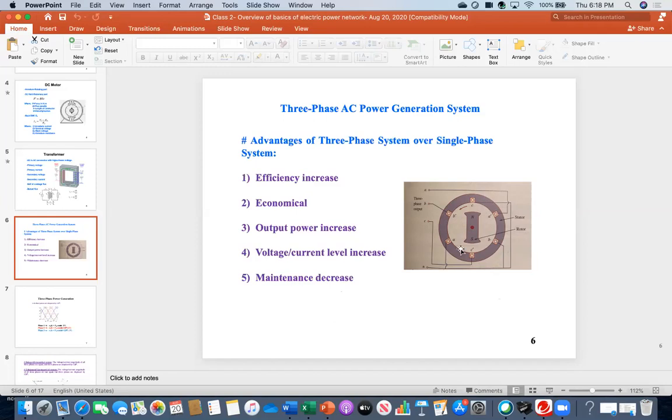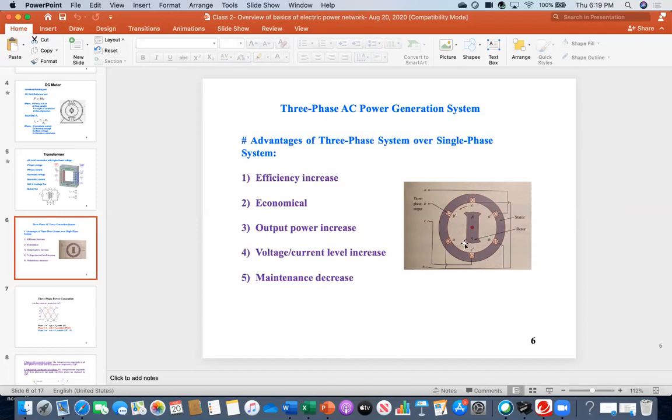Now, how does the efficiency increase? Because your input is the same, this body is rotating. This magnetic field is rotating with the help of the prime mover, whether it is nuclear, coal, gas, or hydraulic, whatever. And then if you just put one set of coil, then it will produce voltage, but you are just not taking the advantage of its rotation. So why not place another set?